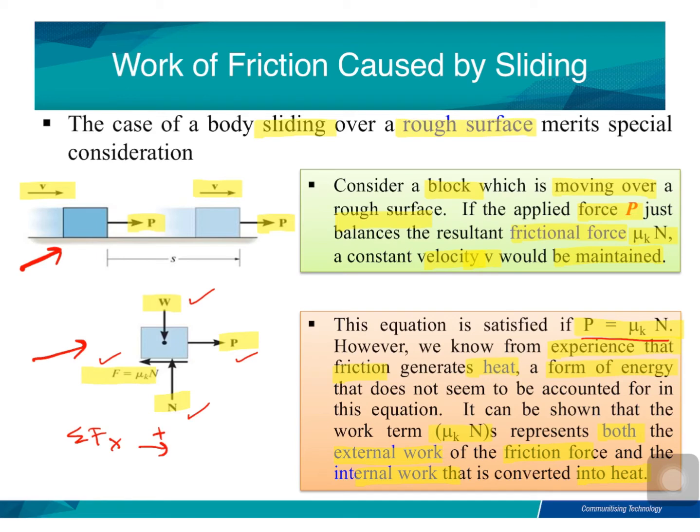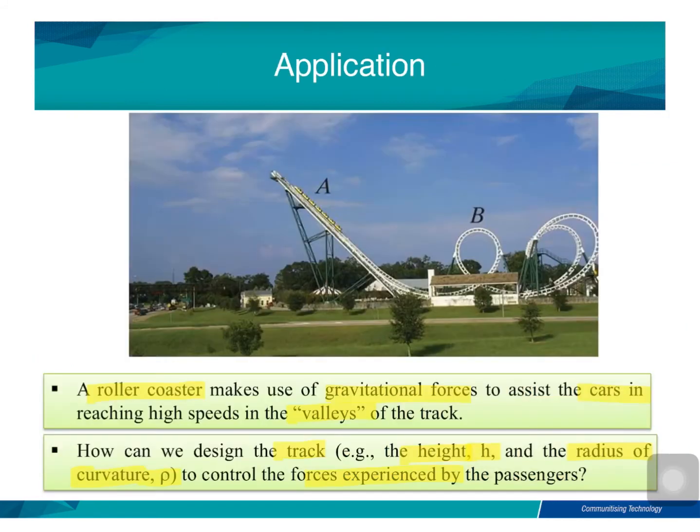However, we know from experience that friction generates heat, a form of energy that does not seem to be accounted for in this equation. It can be shown that the work term mu k N represents both the external work of the friction force and the internal work that is converted into heat.